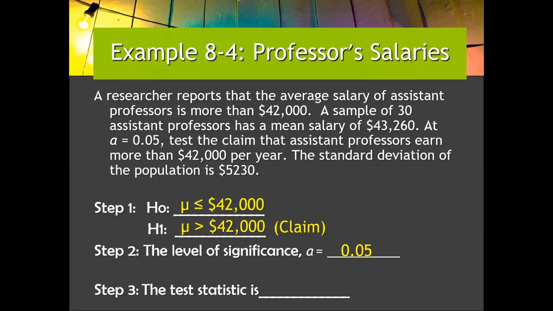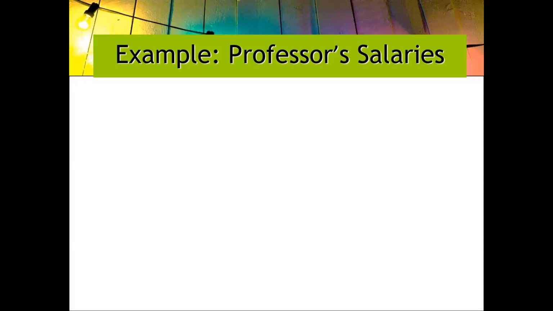We need to determine what type of test we are going to do. You ask yourself, is this a one-tail test, or a right-tail test, or a left-tail test, or a two-tail test? The fact that the alternative hypothesis is more than $42,000, that means we need to conduct a right-tailed test. Step 3, done. Let's continue and do the fourth step.